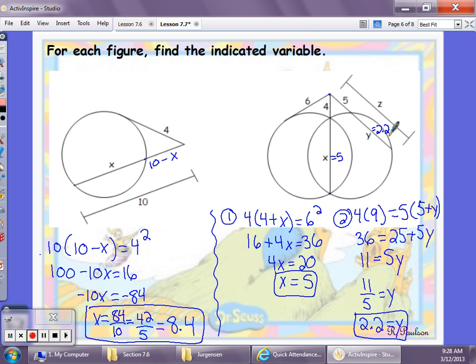And then the last thing we can do is find z. So our third step is we can find z. Okay, so z is going to be the entire segment. So if we take 5 plus 2.2, we now know that z is going to equal 7.2.